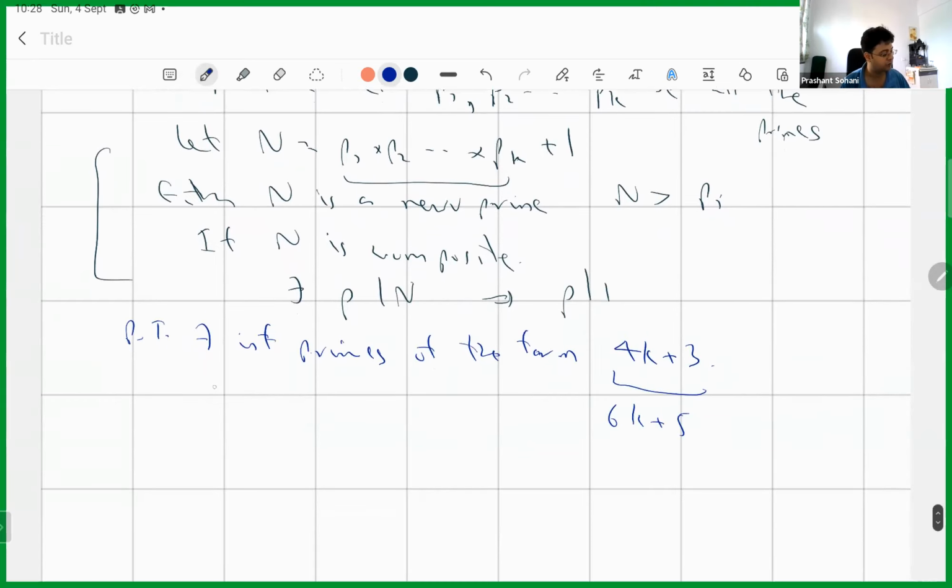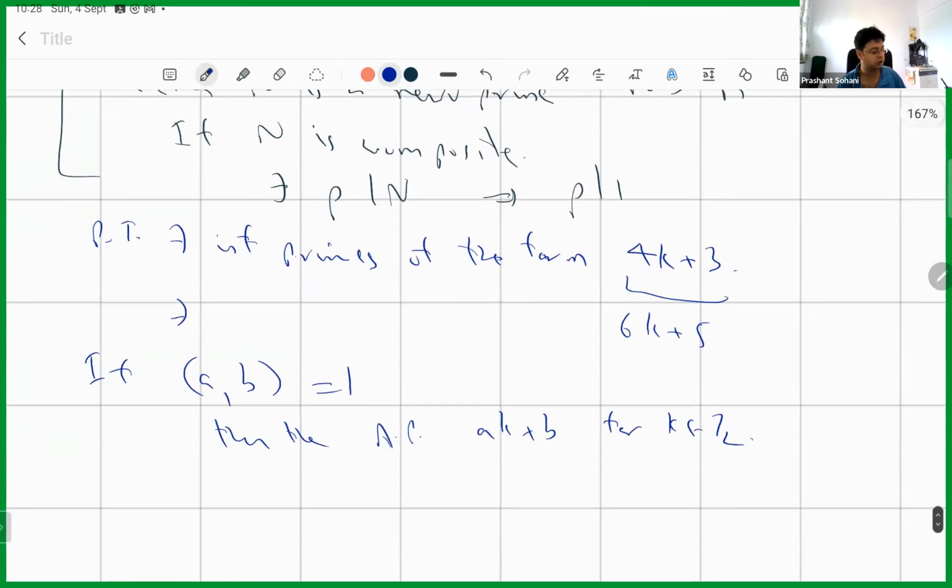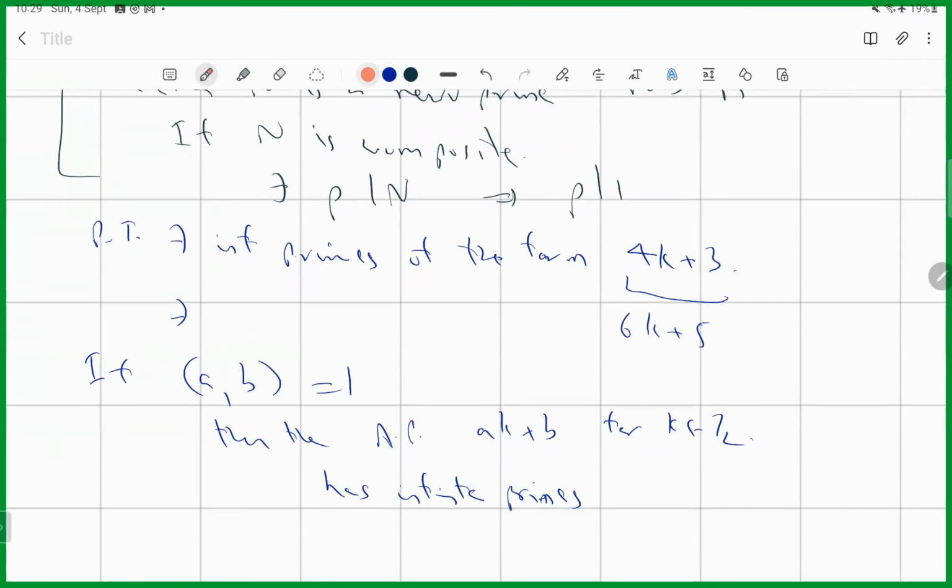The most general statement of this type is that if there are some co-prime numbers A and B, then the AP Ak plus B, for k integers, also has infinitely many primes. Okay, and it looks like a problem of the same family, but it is much harder. So this is actually, we'll have to first show the existence of one of the primes first.